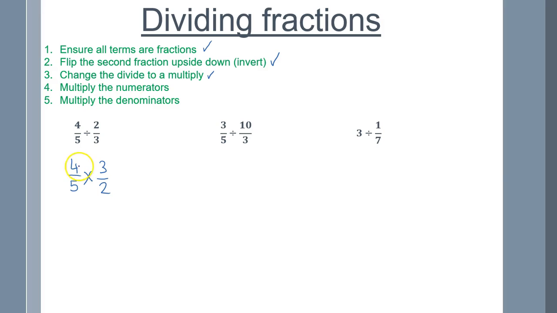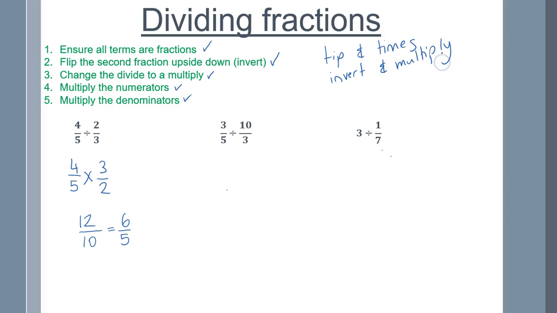Done. Taking the divide, change it into a multiply, and then it's just like multiplying. So we're going to multiply the numerators. 4 times 3 is 12. Multiply denominators. 5 times 2 is 10. We're going to simplify. They both divide by 2, so 6 over 5. Okay, so the way that I've heard students remember this is tip and times. So you tip the second fraction upside down and then you times them, or invert and multiply. The second one sounds a bit more impressive if you're an older student, but both of them work.